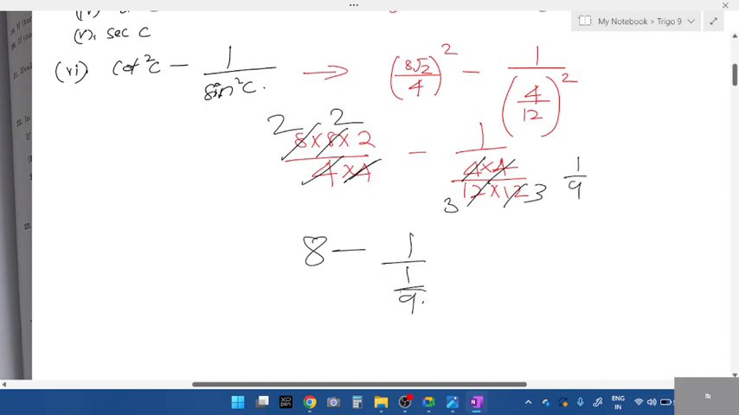So what happens to this denominator when there are two denominators? Where do you shift it? It goes to the numerator. So it is not 8 minus 1 by 9. It is 8 minus 9. The answer is minus 1.